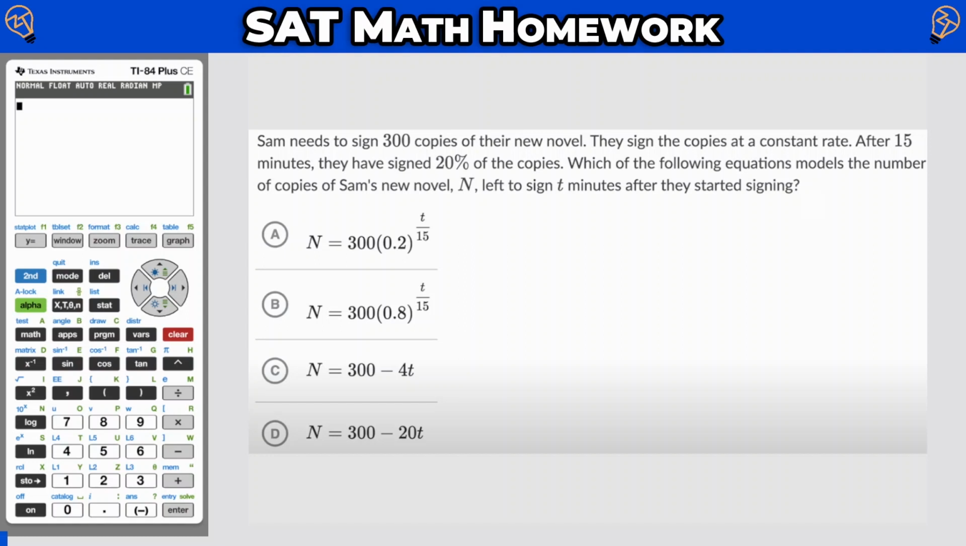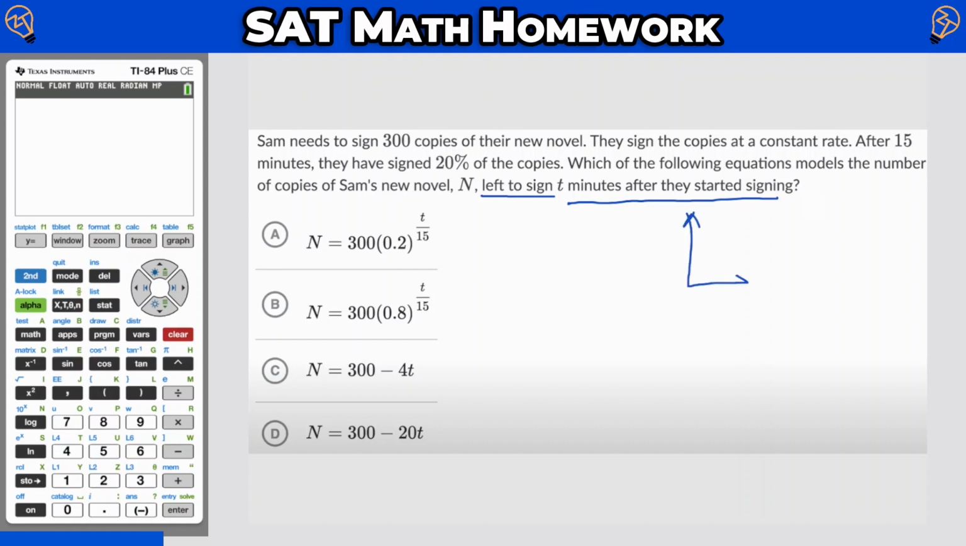So there are a couple keywords we want to notice here. One is that toward the end of the question, it talks about which one models the number of copies left to sign T minutes after they started signing. So if we're talking about how many remain, that's a key thing to keep in mind. But also, we're starting out with 300 copies at 0 minutes.